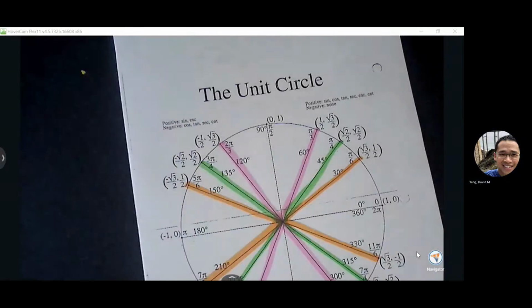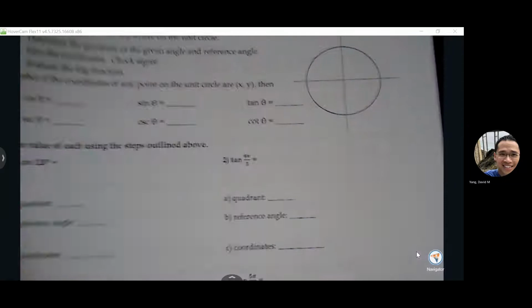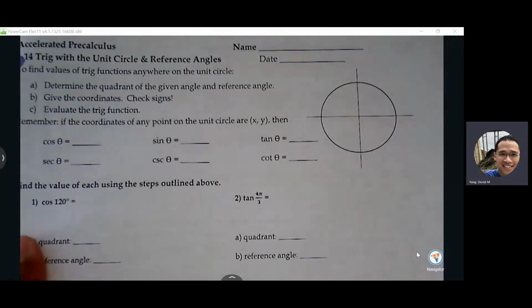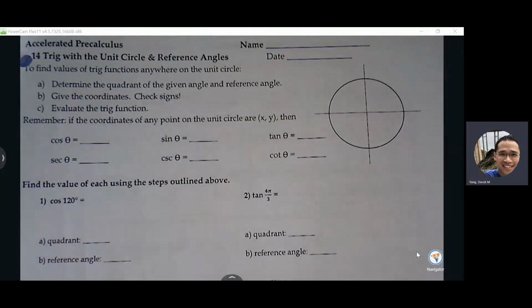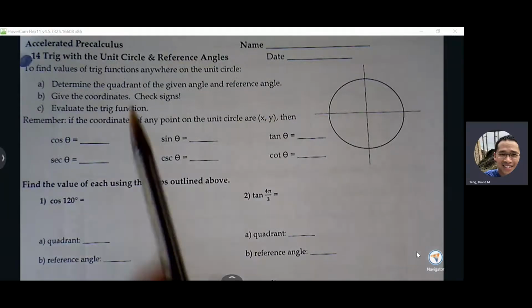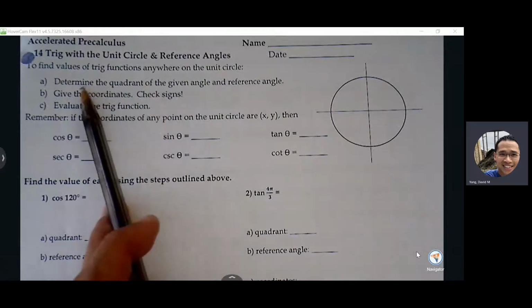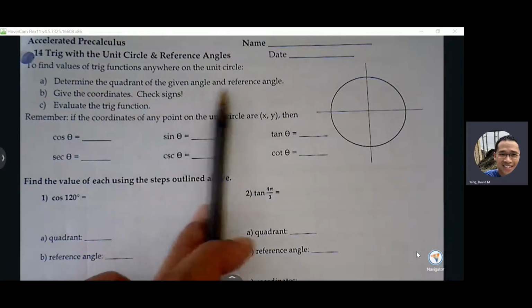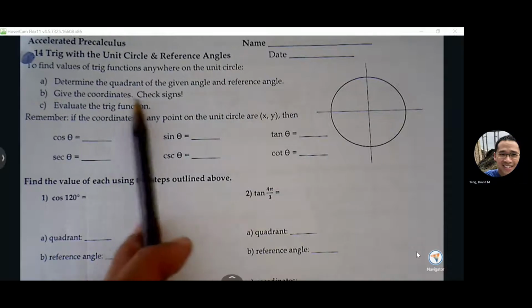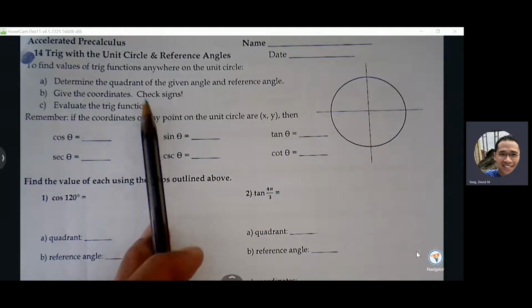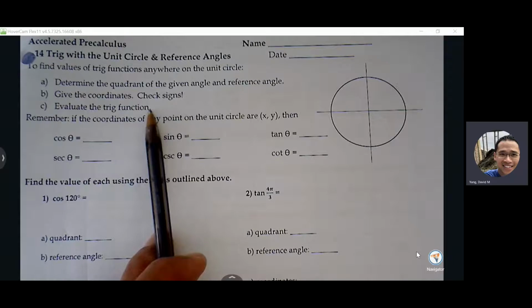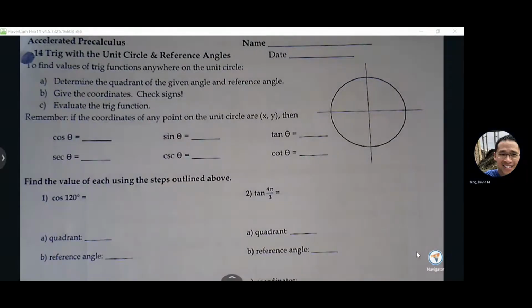Okay, so let's go to page 32, and let's review how to find each of the trig ratios given the unit circle. Okay. So define values of trig functions anywhere on the circle. Determine the quadrant that you're in and the reference angle. Give the coordinates, check signs, and then evaluate the trig function.